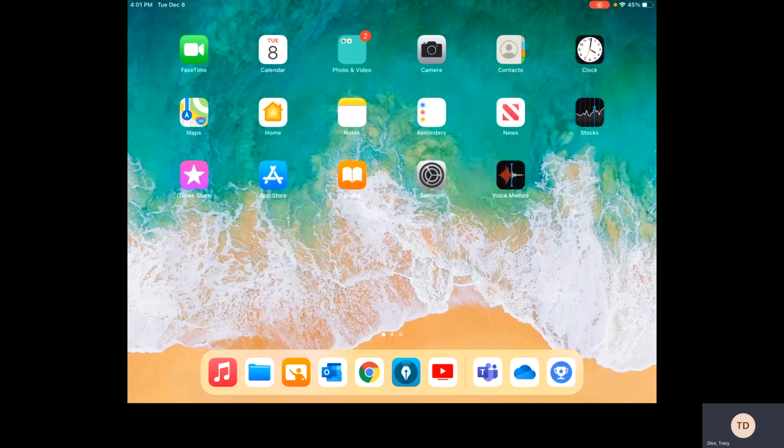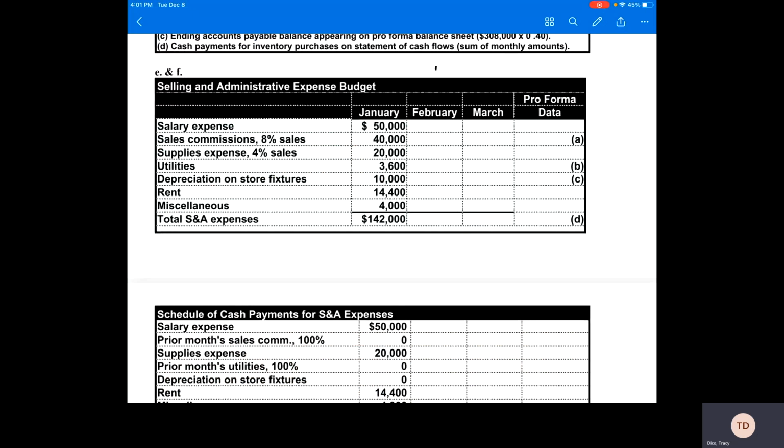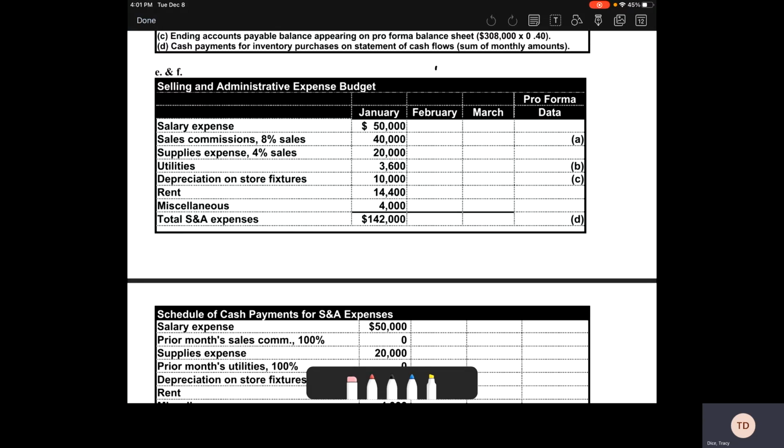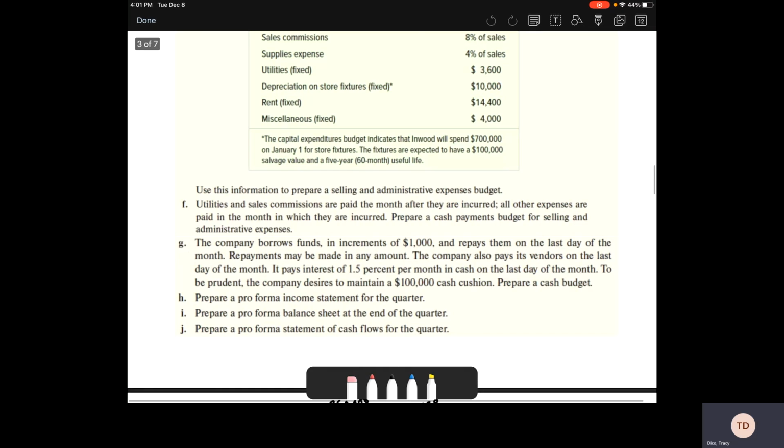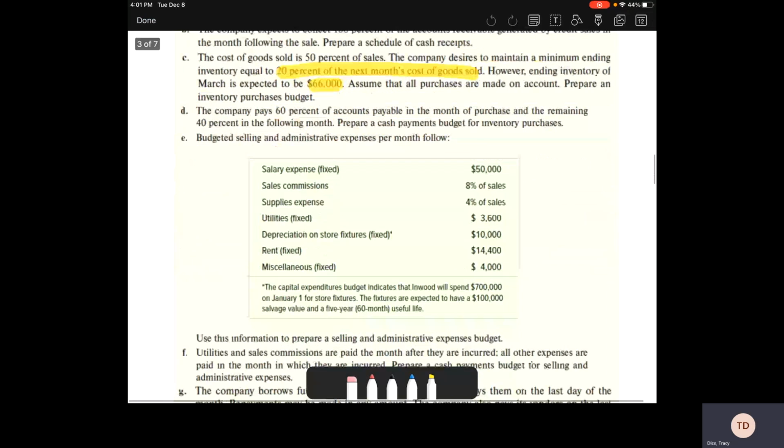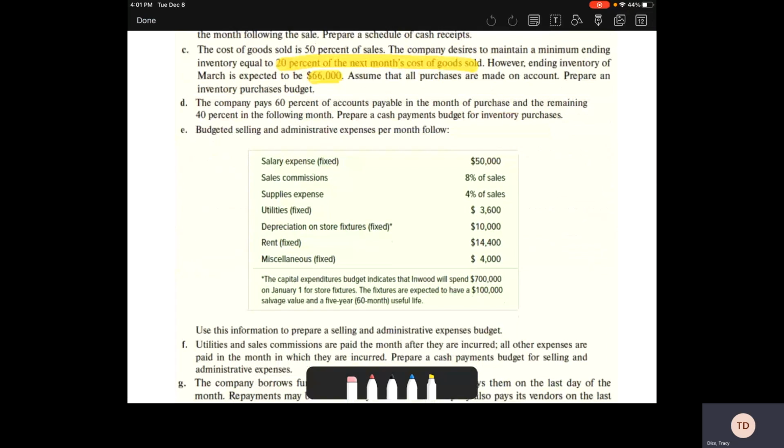Hello, everyone. This video is going to start on exercise or problem 1423B, part E. We're going to be looking at the selling and administrative expense budget. So our budget, selling and administrative expenses per month follow this table.